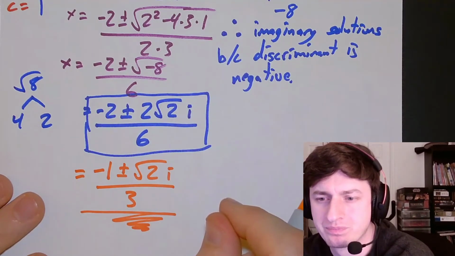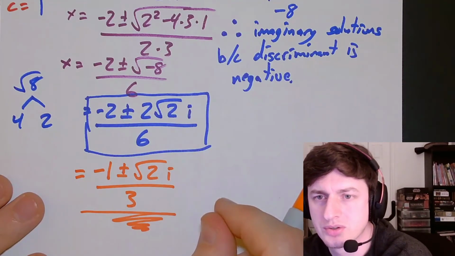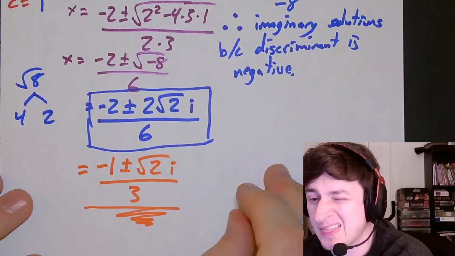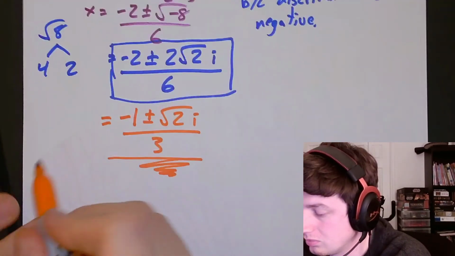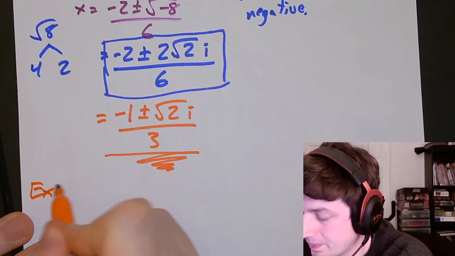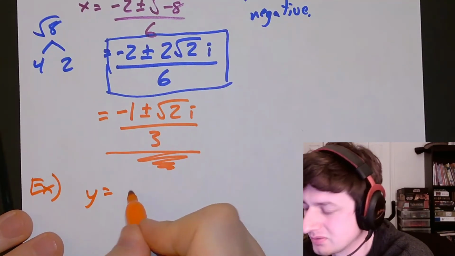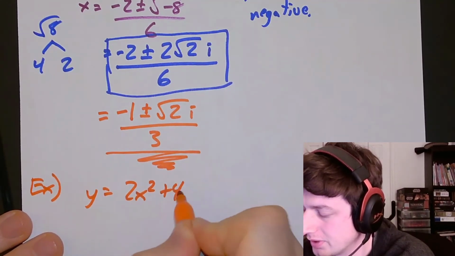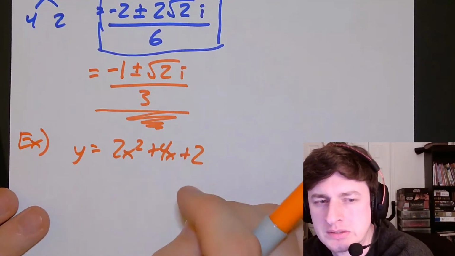Okay. I'm trying to think of any other cases that would matter. If you get 0 inside of your square root, it's just 0. And so that's okay. Maybe we should do an example like that. I'd have to think. Yeah, that's fine. So I think 2x squared plus 4x plus 2. I think that works.